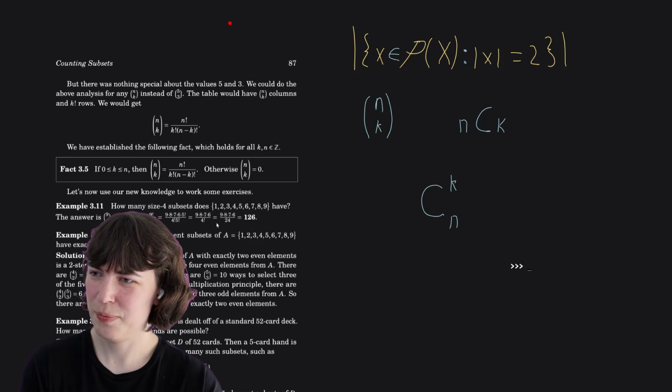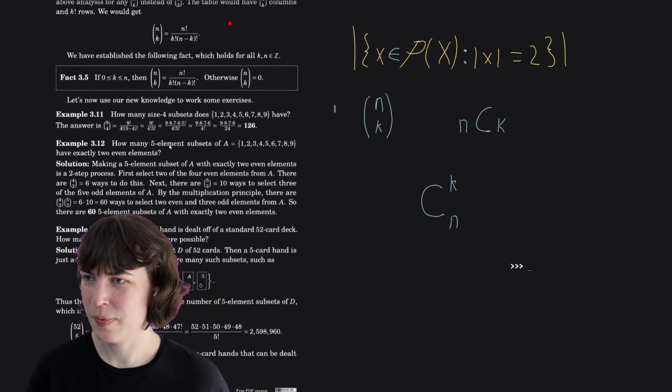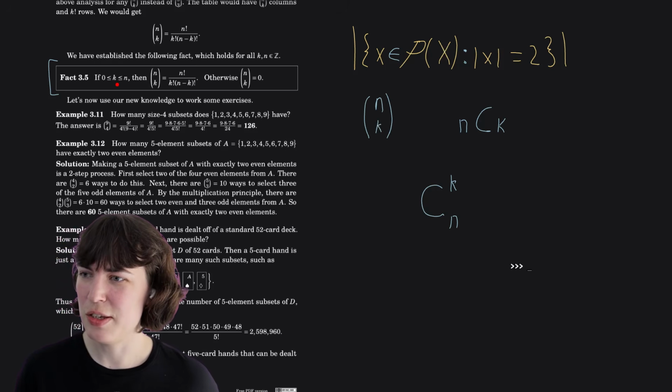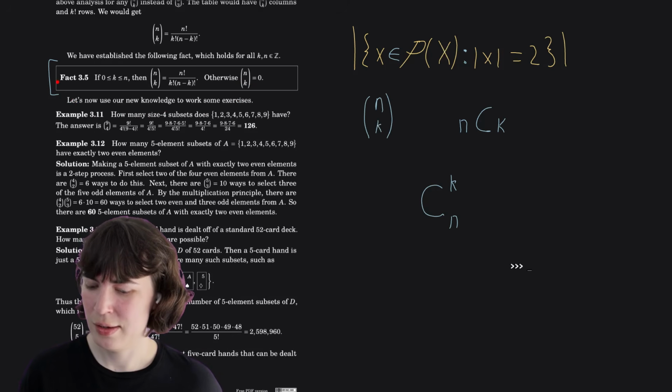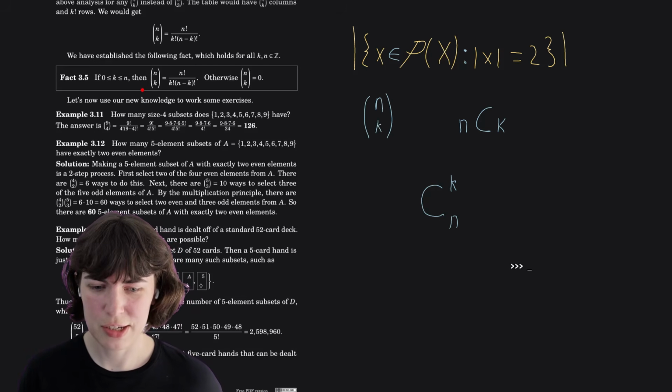Okay, fine. He's established a fact. If k is between 0 and n inclusive, then n choose k is equal to this formula. Otherwise, it's 0. Let's now use our new knowledge to work some exercises. Great.